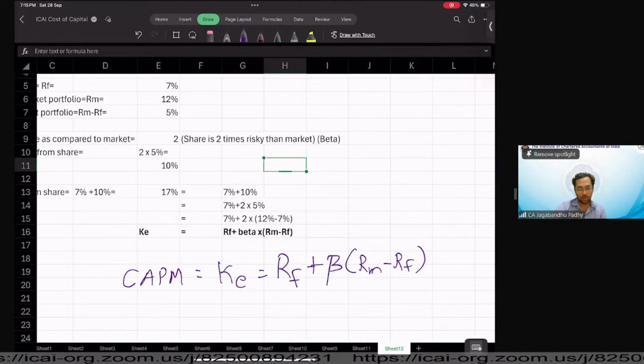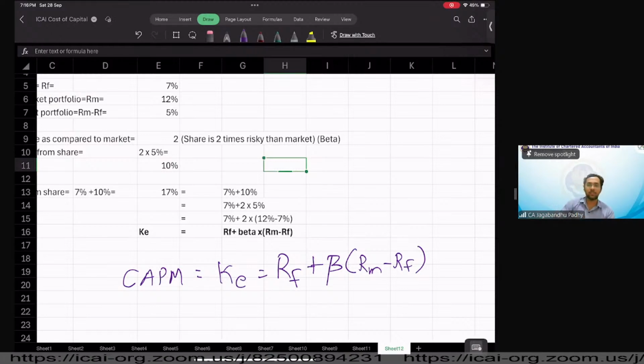Okay, now don't worry about this. You will be given the risk-free security number. You will be given the beta number. You will be given the market rate of return also. So what you need to do is just put all the numbers together and get the value. Simple.